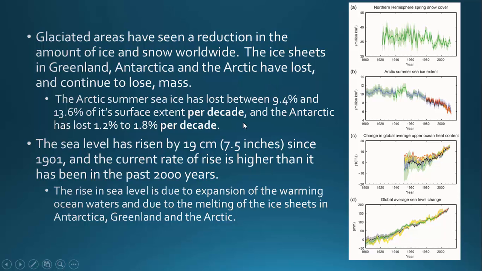So what we're seeing is that glaciated areas have seen a reduction in the amount of ice and snow worldwide. So we see ice sheets, and ice sheets are important because ice sheets are areas where the ice is currently on land, and when it melts, it's going into the sea, and therefore it's causing sea level rise.